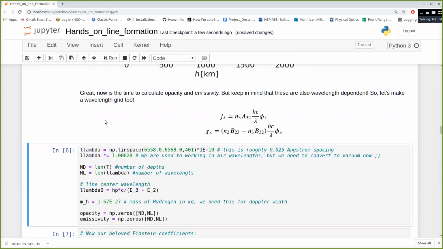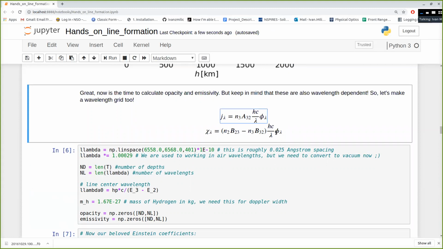Okay, so an important thing here is that now, contrary to the quantities we dealt with so far, which means number densities, temperature, pressure, and so on, which only depended on height, opacity and emissivity depend on height and on wavelength, right? So they are going to be 2D arrays now. And also, another thing is that now I have to take into account the fact that I need to somehow model this phi lambda, which is something that we call the absorption line profile.